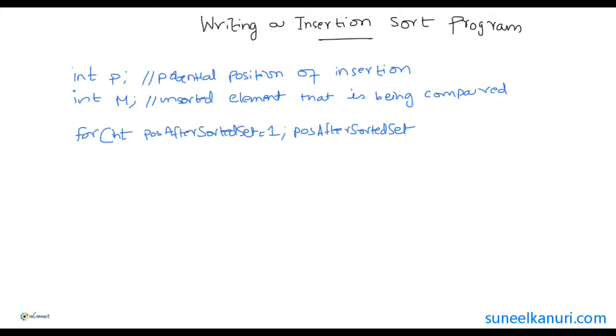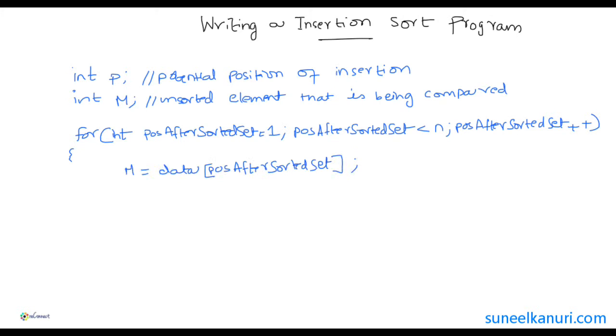Now, since the element at position after the sorted set, which is our variable, is what we are trying to insert at the correct sorted position, and that unsorted element is going to be saved in our pre-designated variable m, we are going to set m to the element that is being pointed to by position after sorted set. So we're going to write m is equal to data of the index position after sorted set.